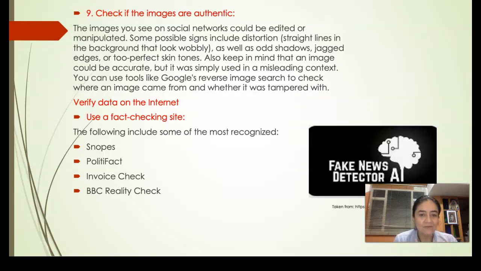Okay? The other topic is verifying data on the internet. Use a fact-checking site. The following are some of the more recognized: Snopes, Politifact, Full Fact, BBC Reality Check, the Fake News Detector. Okay. Okay, very well.